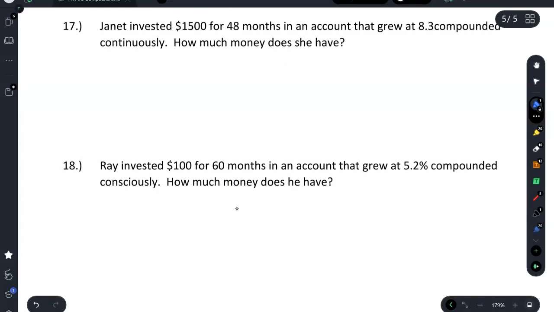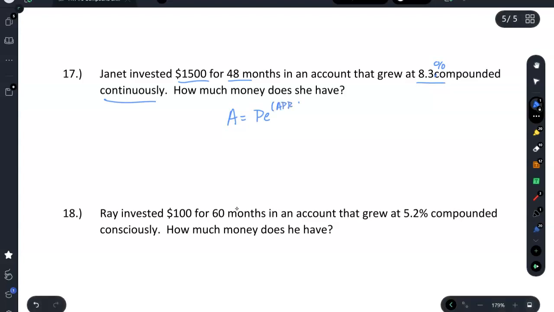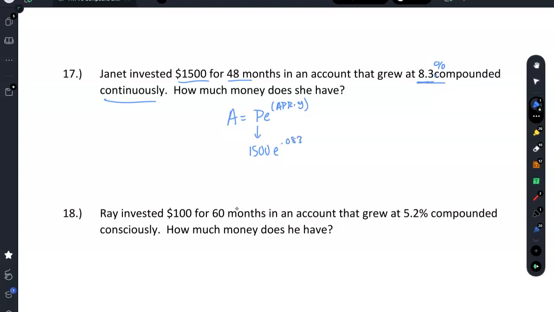Last example here, I think. Yep, last example. I have Janet invest $1,500 for 48 months into an account growing at 8.3%, compounded continuously. So this is A equals P times E raised to the APR times Y. All right, so I have $1,500. My APR is 0.083. And 48 months would be divided by 12, which would give me 4. So I'm going to kind of shortcut this a little bit to speed up the video. That's going to be my amount.